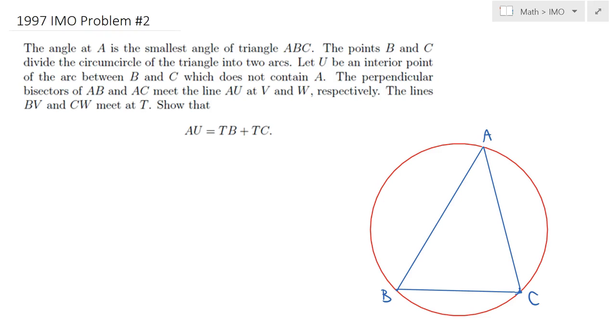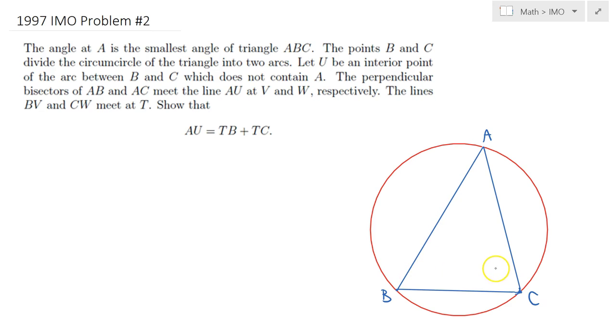Hello everybody, in this lecture we will be solving 1997 IMO problem number 2. Here is a view of this problem. The angle A is the smallest of the triangle ABC. Angles B or C, one of them can be greater than 90, that's not a problem.